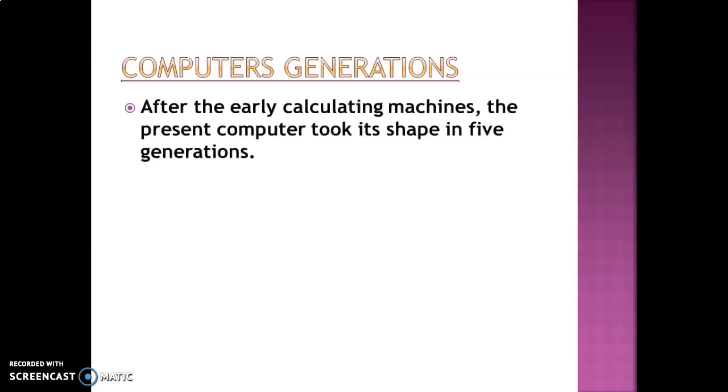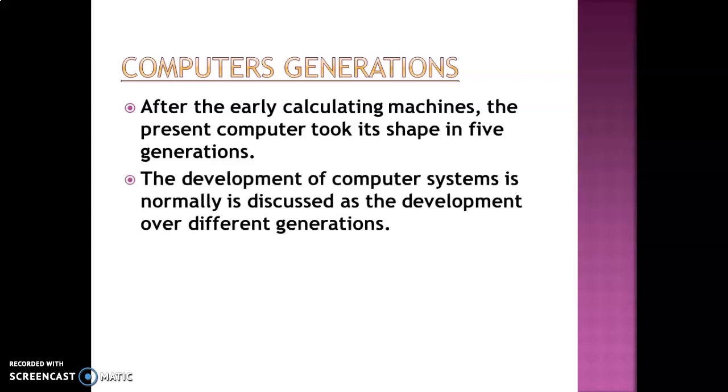Now, generation basically means a change of technology in a computer. How the different generations brought different technologies in the computers. So, there are basically 5 generations. Once the early calculating machines were done, the computer that we are using right now took 5 generations to reach up to this level.